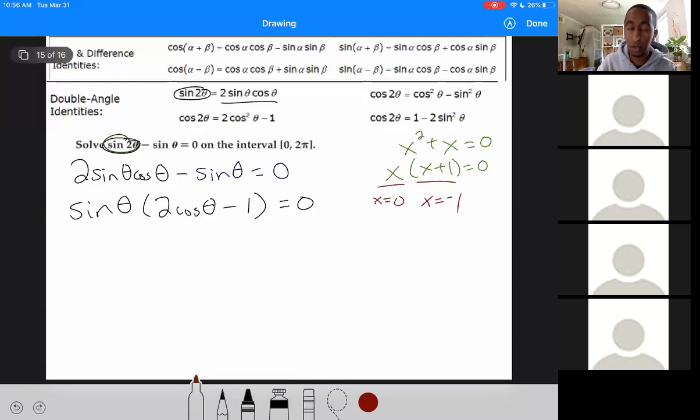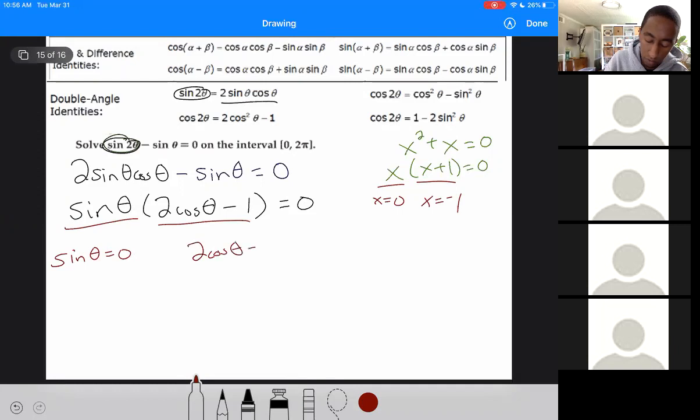So we're factoring it out, and that's going to help us to see what is possible for our answers that will make it equal 0. And so that means the same concept here. It is going to be where this on the outside, wherever sine of theta equals 0, would be one answer. And the other one would be wherever 2 cosine of theta minus 1 is equal to 0.